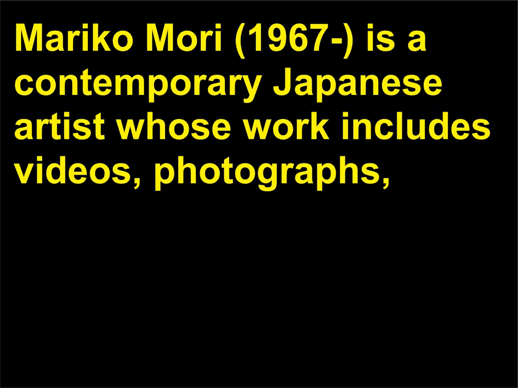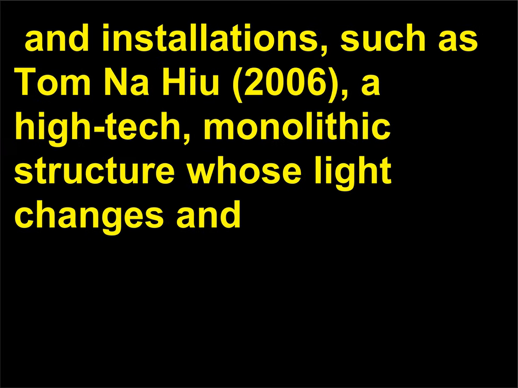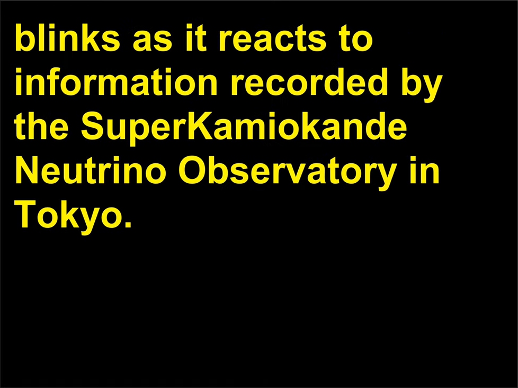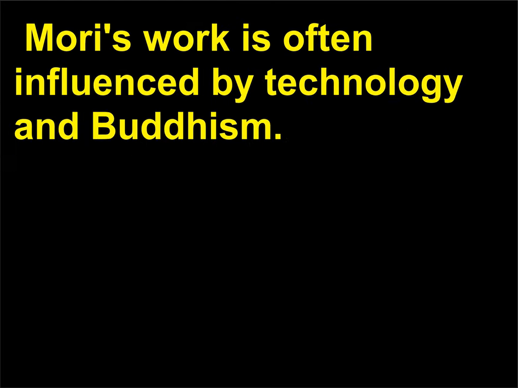Mariko Mori, 1967, is a contemporary Japanese artist whose work includes videos, photographs, and installations, such as Tom Na H-iu, 2006, a high-tech, monolithic structure whose light changes and blinks as it reacts to information recorded by the Super-Kamiokande Neutrino Observatory in Tokyo. Mori's work is often influenced by technology and Buddhism.